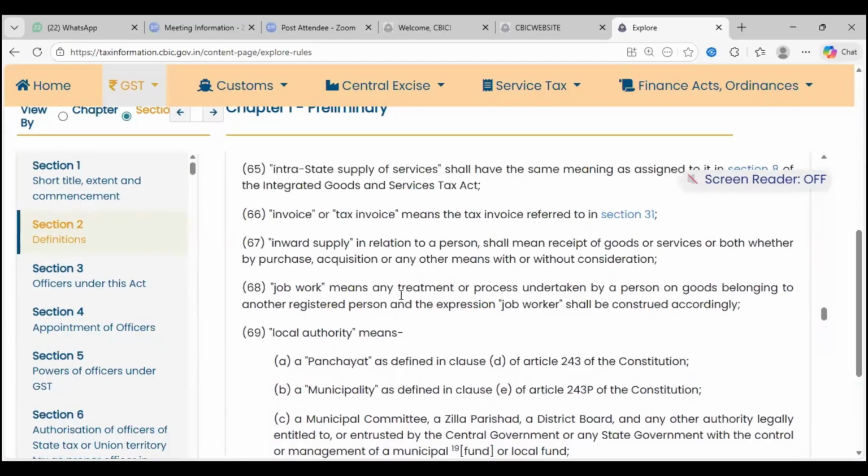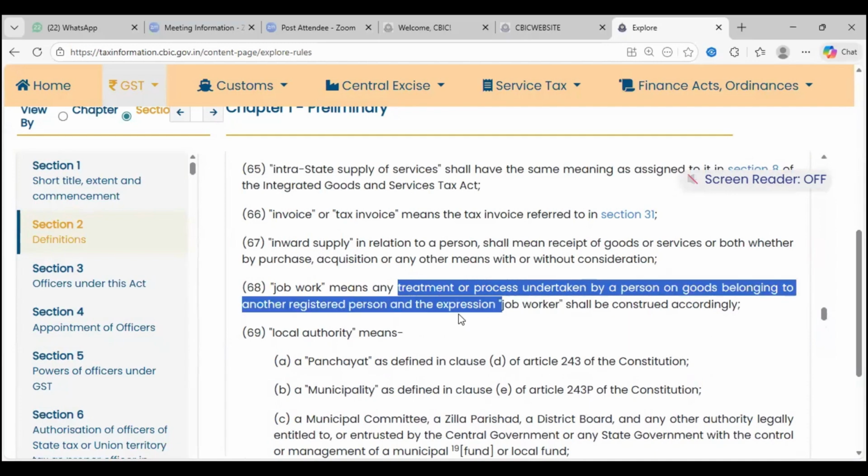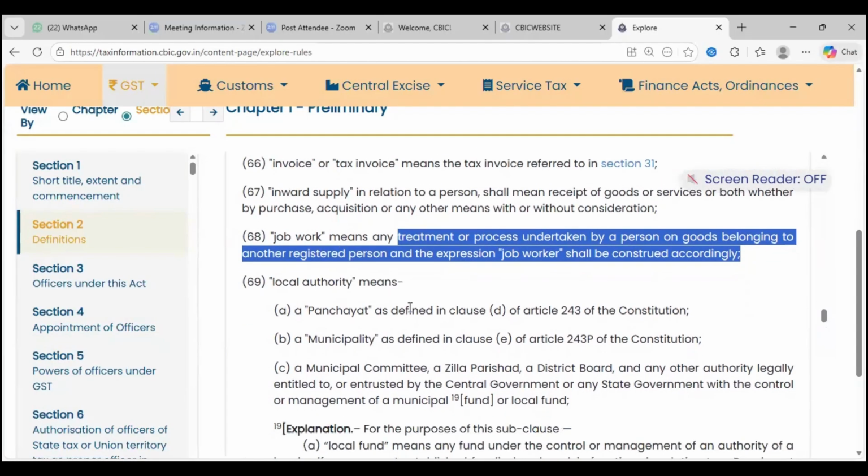Job work means treatment or process which is undertaken by a person on goods belonging to another registered person, and the expression job worker shall be considered accordingly. Very simple definition. Manufacture, they have given a little more elaborative. They say there's a treatment, there's a process. The treatment or process is done by a person on goods belonging to another registered person. And the expression job worker shall be construed accordingly. This is what job work brought in, the person called job worker.